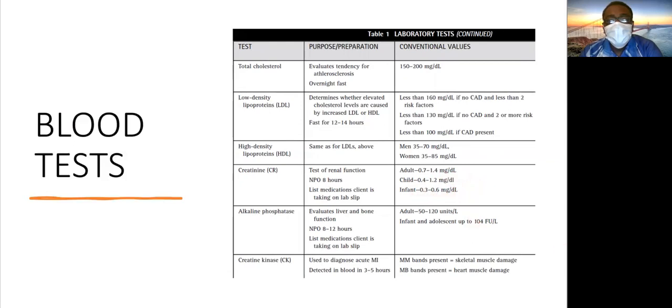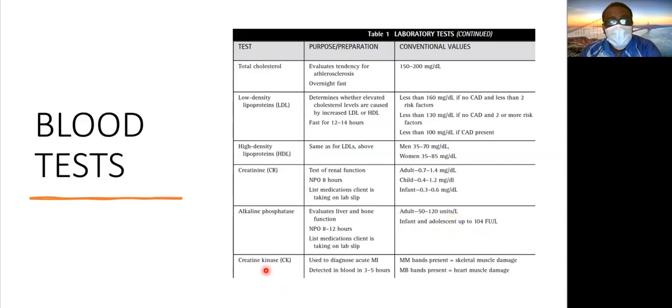Again, you can test your alkaline phosphatase level, which evaluates liver and bone function. Remember to keep your client's nil per oral for 8 to 12 hours. Again, note the medications he might be on. Normal level should be between 50 and 120 units per liter. For infants and adolescents, it can go up to 104.